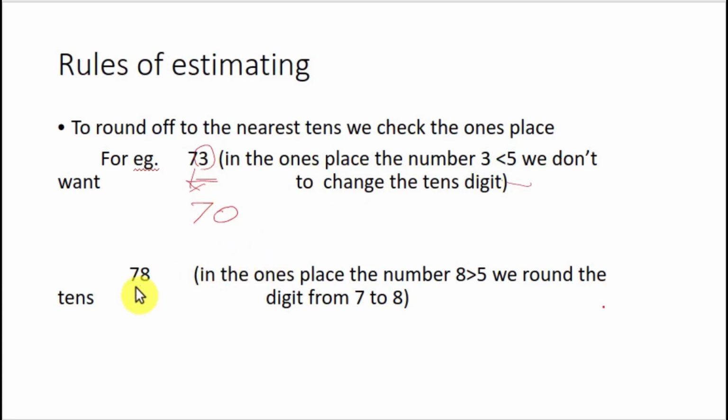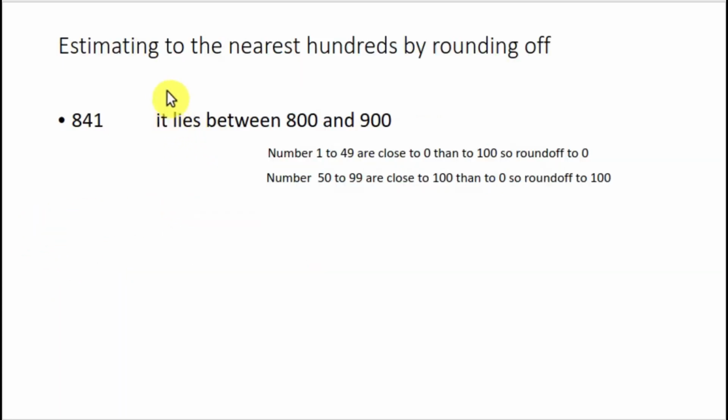Understood? For example, I am taking the next number, 78. In the ones place, the number 8 is greater than 5. We have to round the digit from 7 to 8. So, 78 is close to 80. Understood?